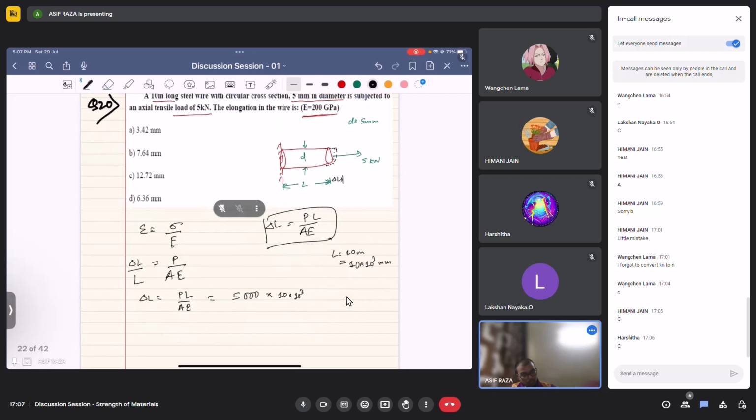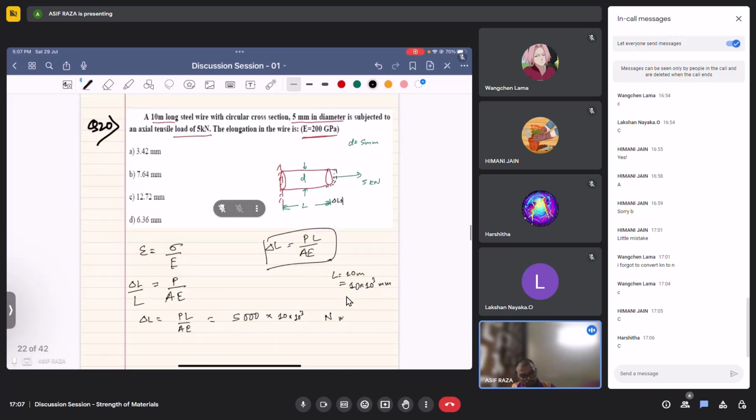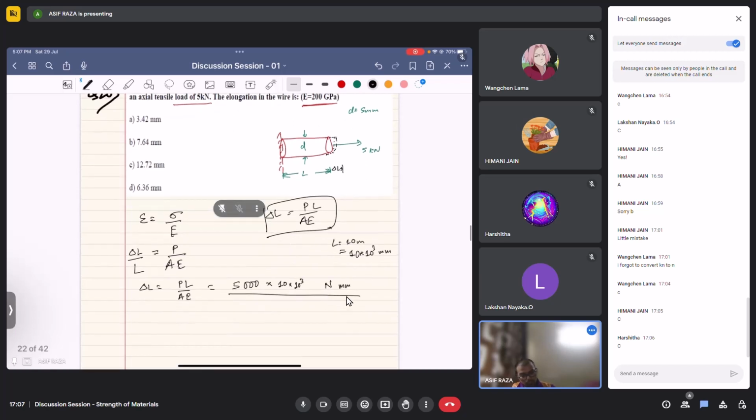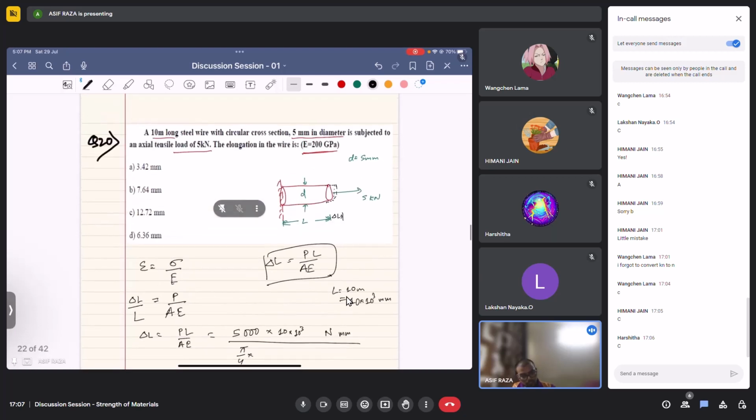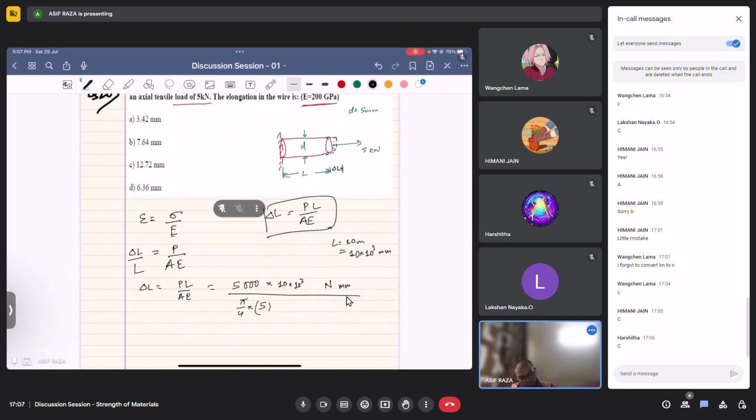So in the numerator it is Newton mm, right? In the denominator, A, area is pi by 4 d square, and d is 5 mm. So 5 square, this is mm square. Now E is 200 GPa. Let's write it here.